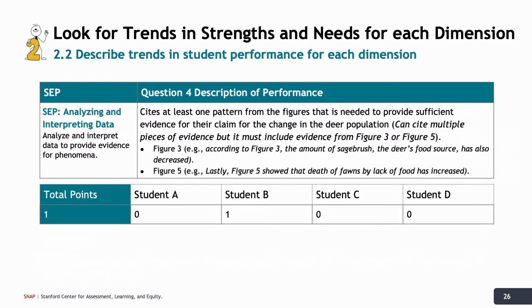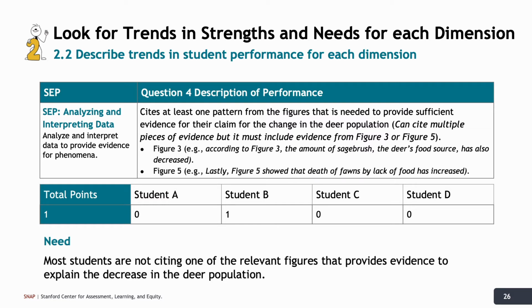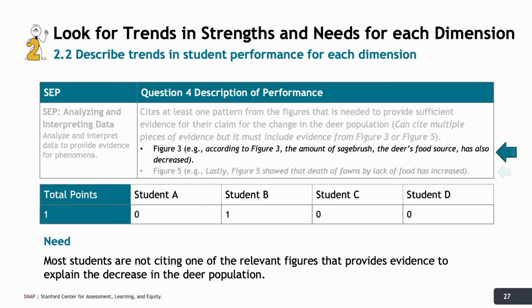When we looked at the science and engineering practice row of the rubric, however, approximately 75% of our students received a 0 out of 1. Thus, the trend we see here is a clear need. Based on the 0-point scores and the description of performance in the right-hand column of the rubric, it seems that most students were not citing one of the relevant figures that provides evidence to explain the decrease in deer population, either figure 3 or figure 5. Again, we use the word most in our trend because about 75% of students were showing this kind of evidence.